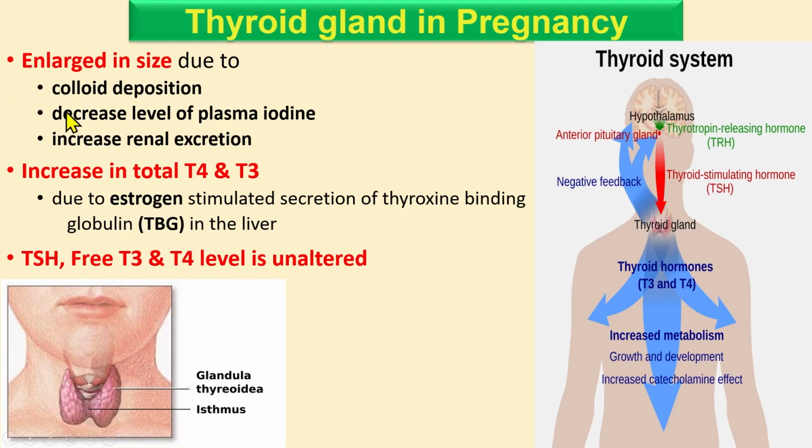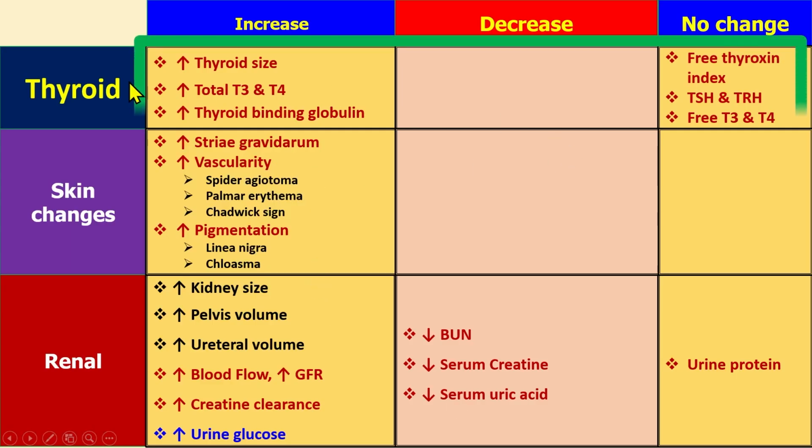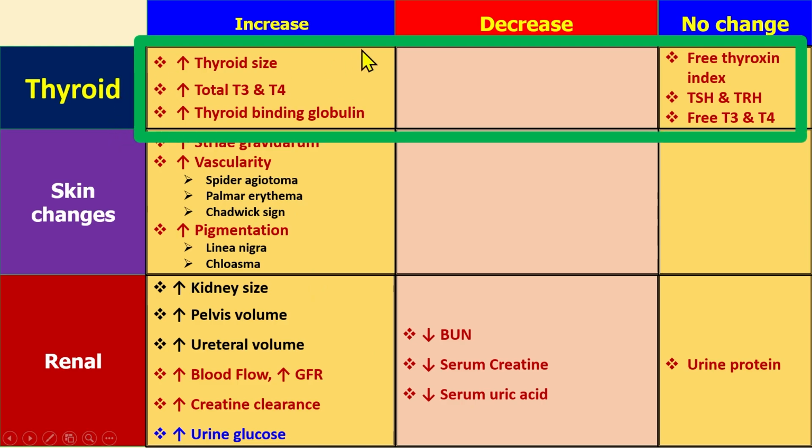Okay. So there is enlargement in the size of the thyroid, increased T4 and T3, and increased thyroxine binding globulin. Here is a summary of what is happening in the thyroid in pregnancy. There is an increase in thyroid size, total T3, T4, and thyroid binding globulin. And what is unchanged? Free thyroxine index, TSH, TRH, and free T3 and T4. These are unchanged. Okay. What are the thyroid diseases in pregnancy?